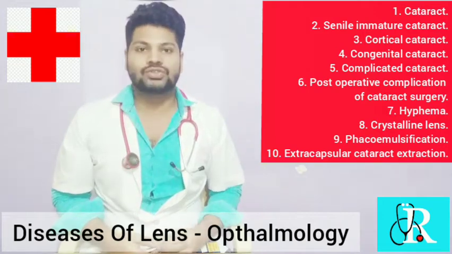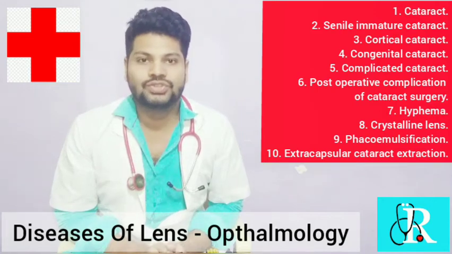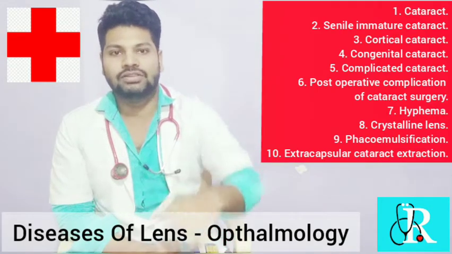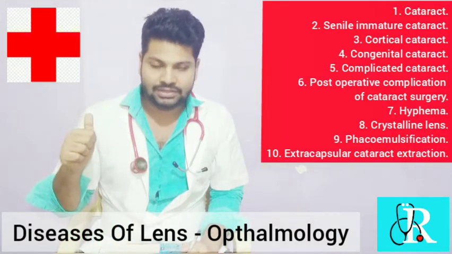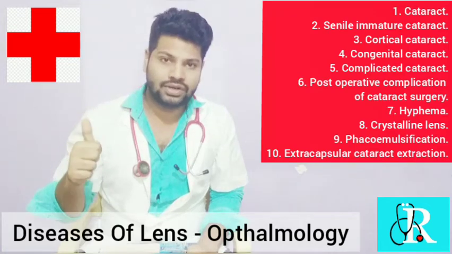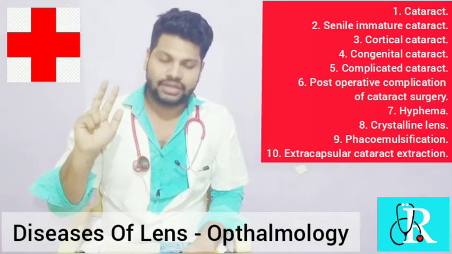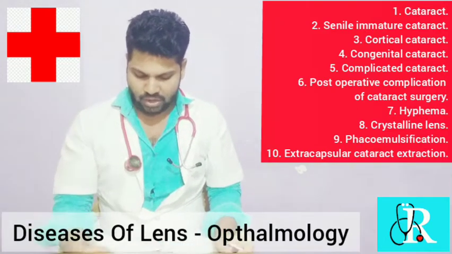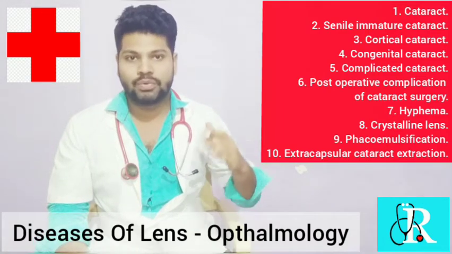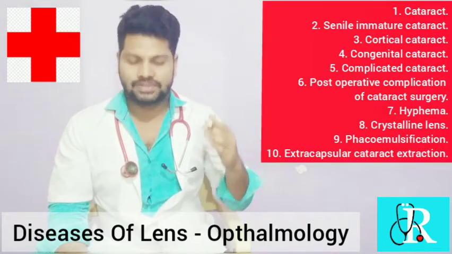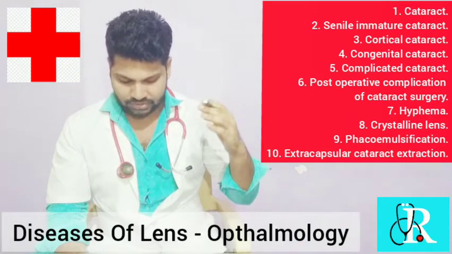So in this video we have discussed all the things provided in this chart. At the end of this video I will be asking you some questions, which you need to answer in the comment box below. First question: what is a cataract? Its definition, causes, and how we treat it. The second: what is a senile immature cataract? The third: what is a cortical cataract? Then: what is a congenital cataract? What is a complicated cataract? What are the complications in postoperative cataract surgeries? What is a hyphema? Its definition, causes, clinical features and treatment regimen.